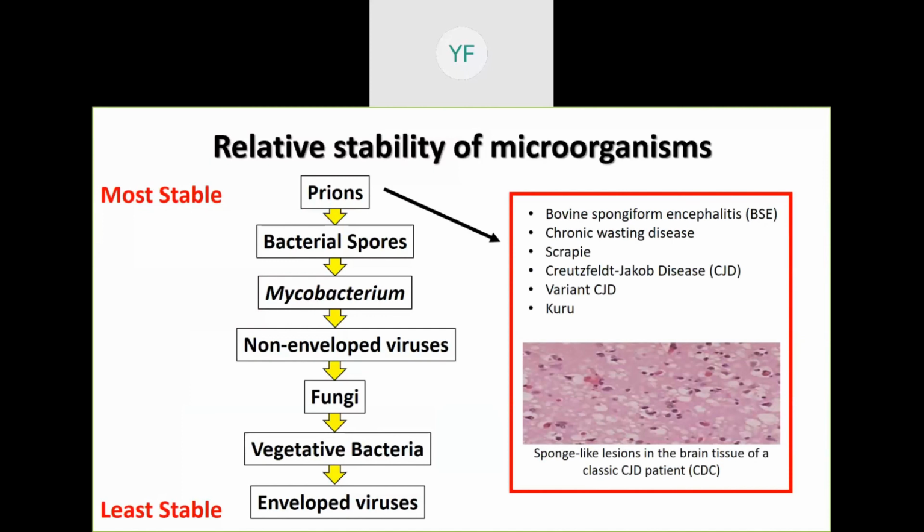Mycobacterium, you see listed on this slide, this is a genus of bacteria that cause severe disease in some cases in humans. You've probably heard of Mycobacterium tuberculosis. These particular types of bacteria have a very unique structure, and this structure imparts a very strong resistance to sanitizers and heat.